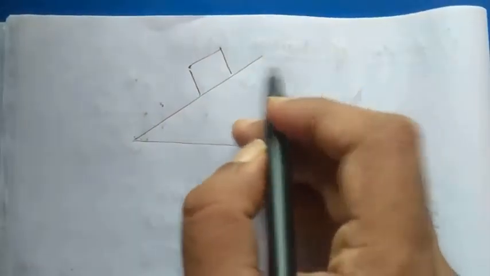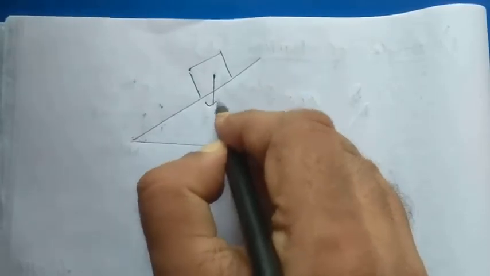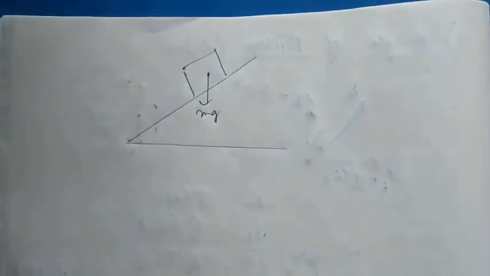Now we try to draw the diagram again. Now this is mg acting along the downward direction towards the center of the earth.